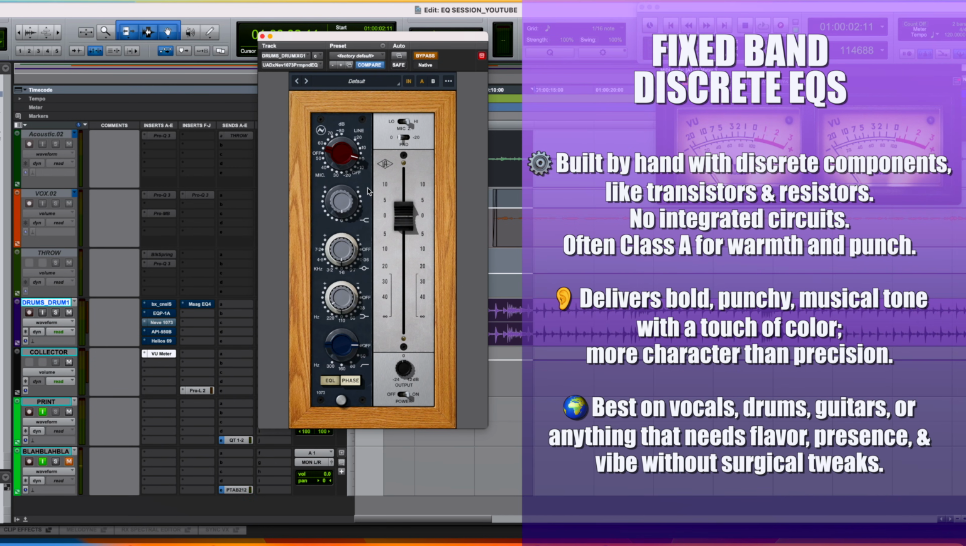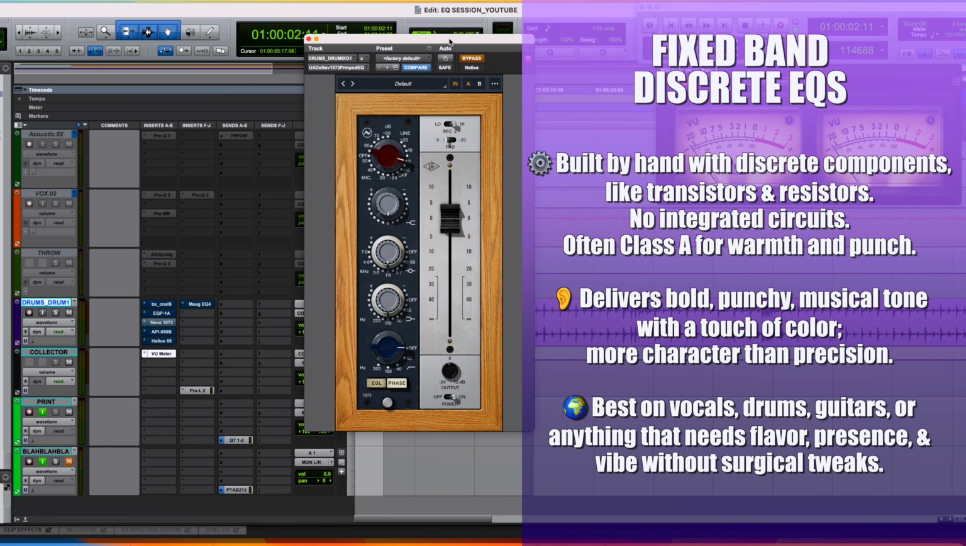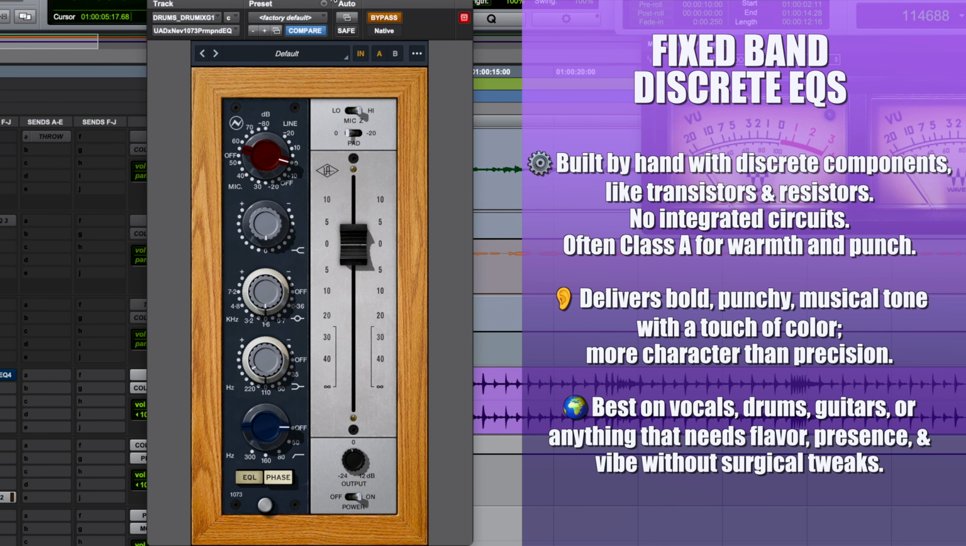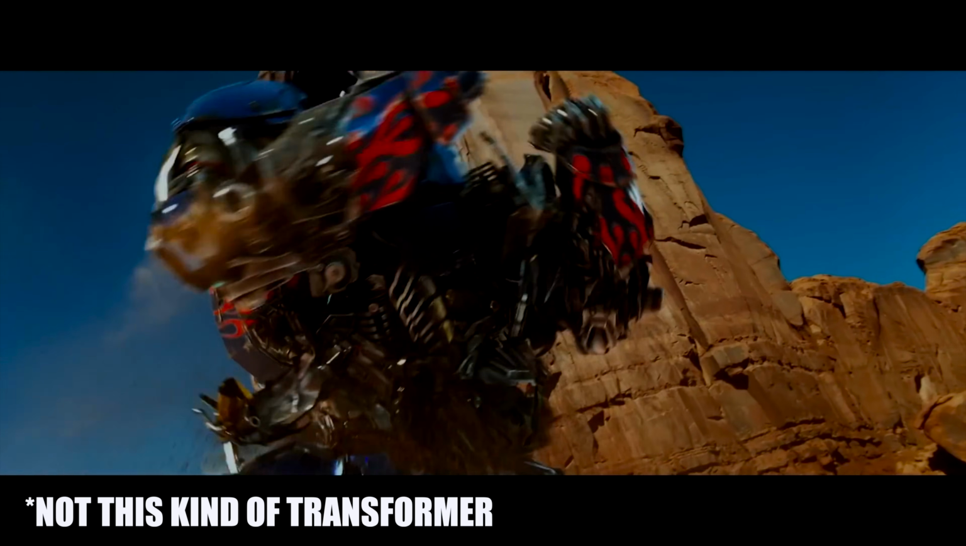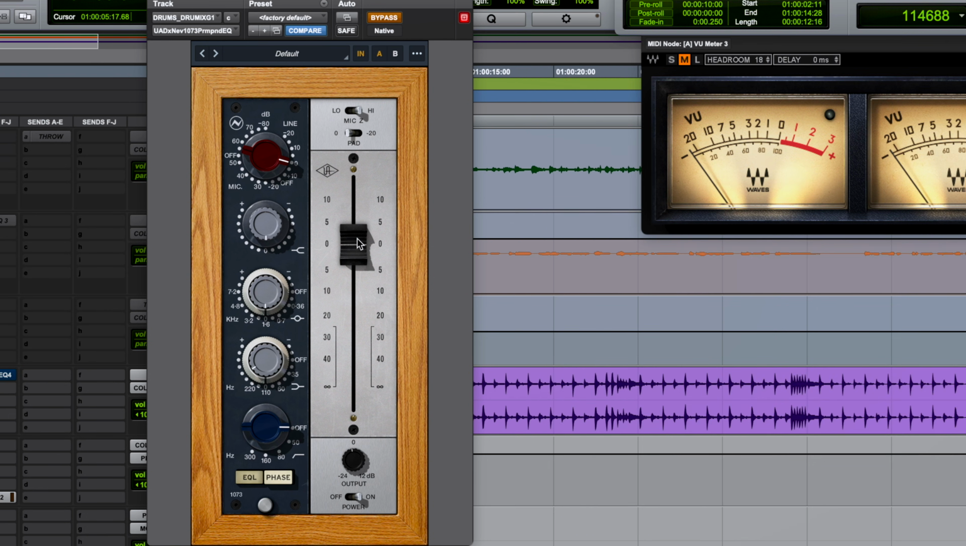So Neve is a fixed band, discrete EQ. Now, it's changed over time. There's been some, I believe, that were inductor-based EQ builds by Neve, but for the most part, we're going to look at it and consider it a discrete build. Now, discrete EQ, it's built by hand. It's known to have a lot of rich harmonic content and warm mids, and that's mainly because it's using transformers. When we're using transformers, we get a lot of richness, especially in the mid-range, and we get a nice tight low end.